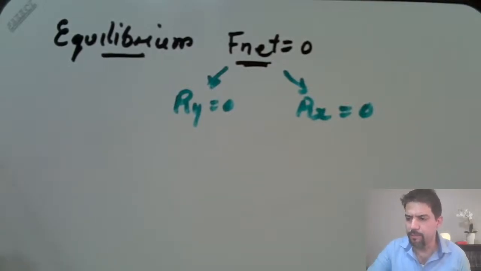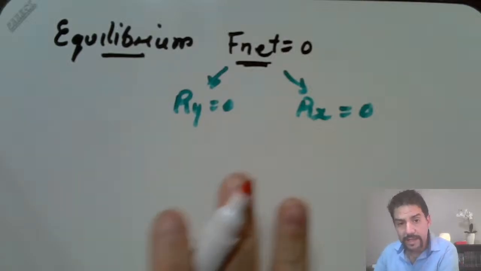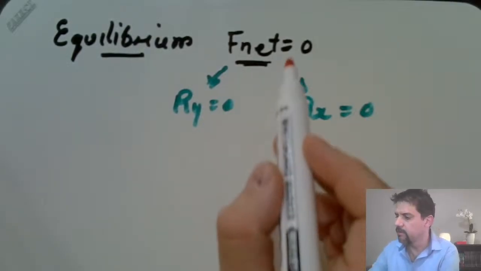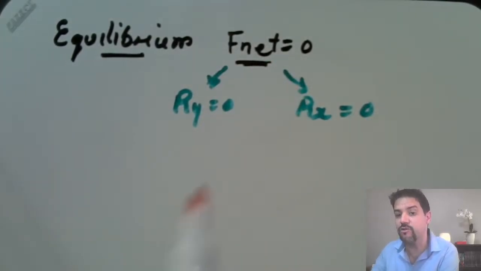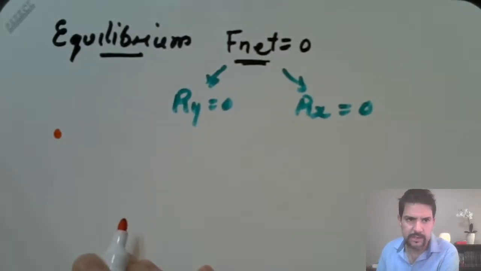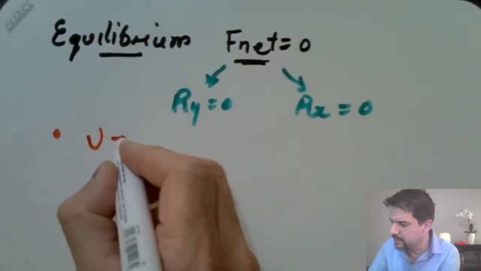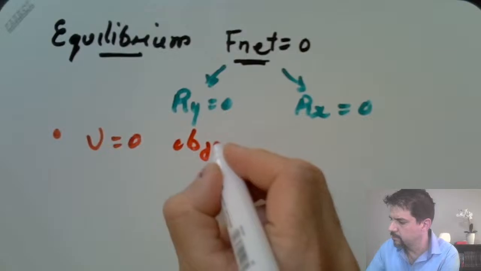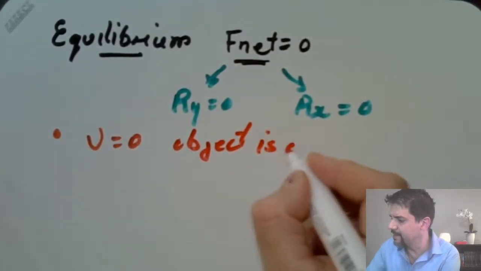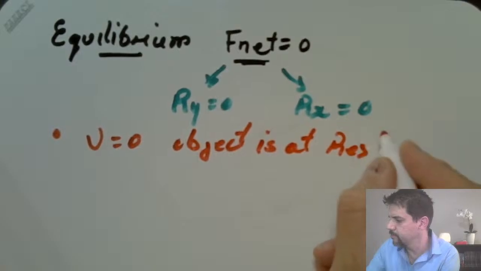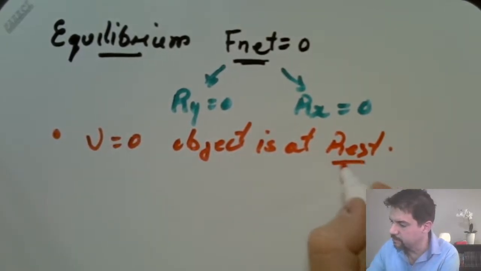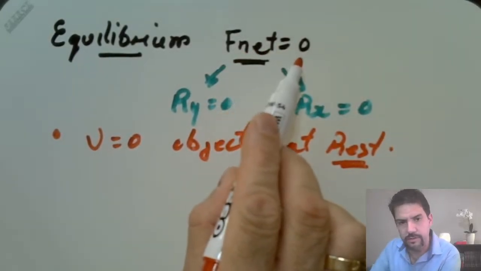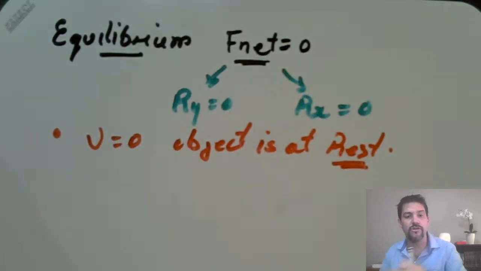All right, now, important here also, when an object is going to be in equilibrium, when the net force is equal to 0, when is that going to happen? There are two scenarios. Scenario number one is the velocity is equal to 0. The object does not move. The object is at rest. So if the object is at rest, it means it's not moving, then the net force is equal to 0. And then, of course, the forces are compensated.